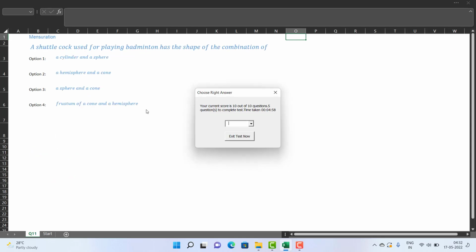A shuttlecock used for playing badminton has the shape of the combination of. So it is the frustum of a cone and hemisphere. Therefore, option 4 is the correct answer.